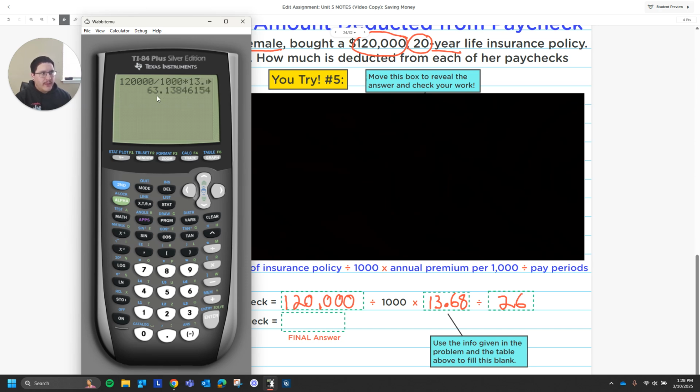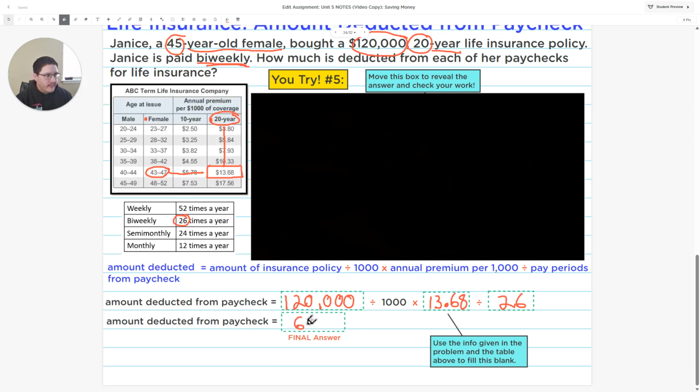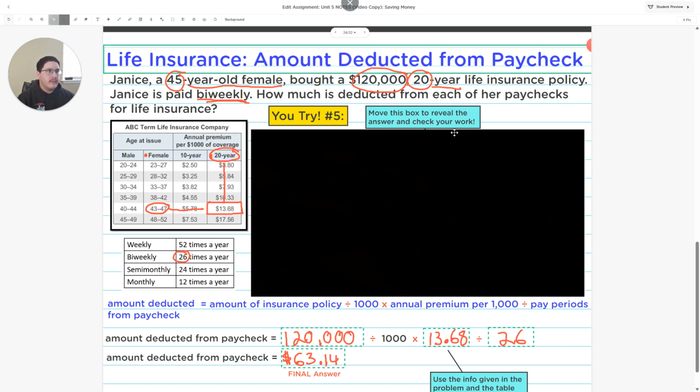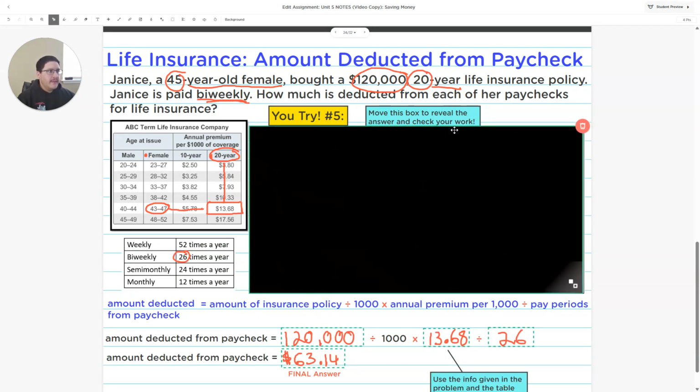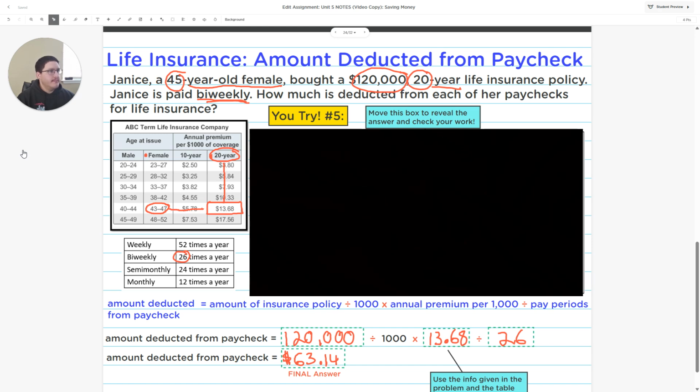Rounded to 2 decimal places, we have $63.14 that she will have deducted from her paycheck every time. $63.14. And that is the answer. That's it for You Try number 5.